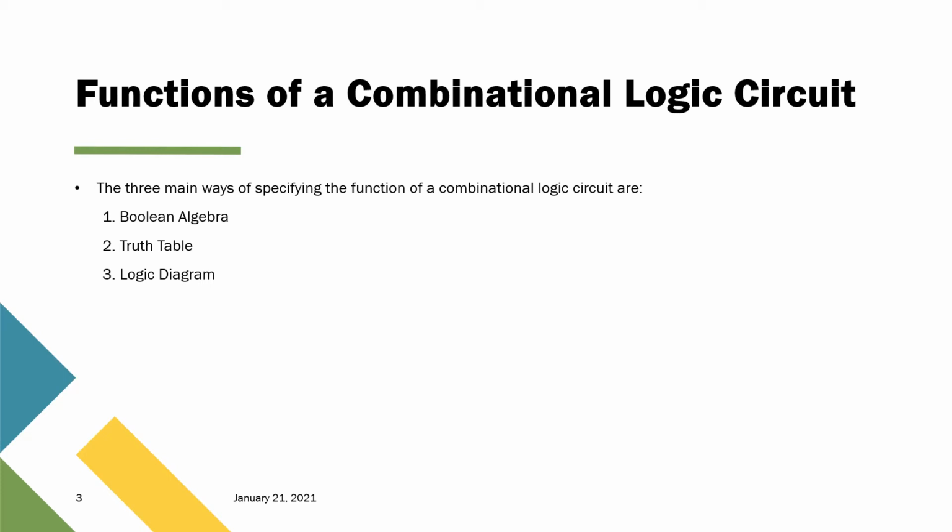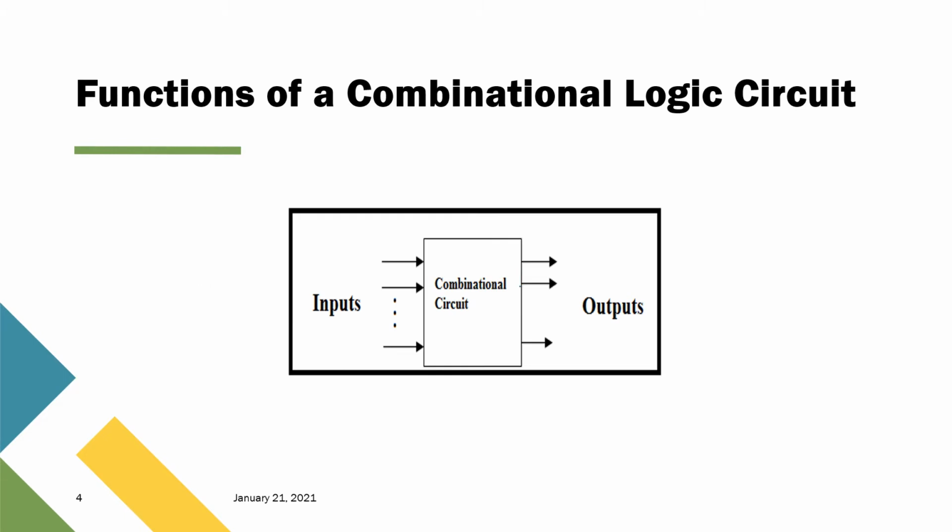Number 3, logic diagram. This is a graphical representation of a logic circuit that shows the wiring and connections of each individual logic gate. In precise, a logic diagram is an implementation of a logic circuit. It is a simple diagrammatic explanation of a combinational logic. It has inputs and outputs and no memory.